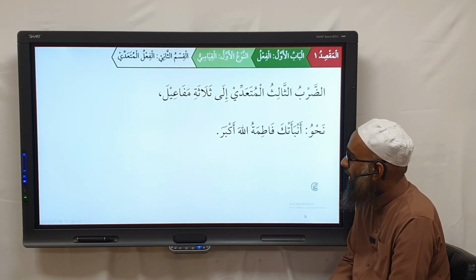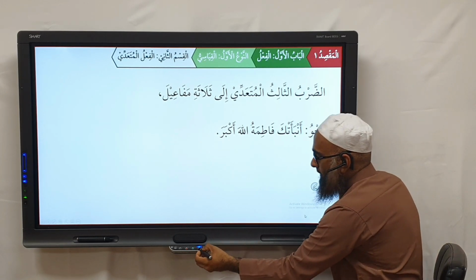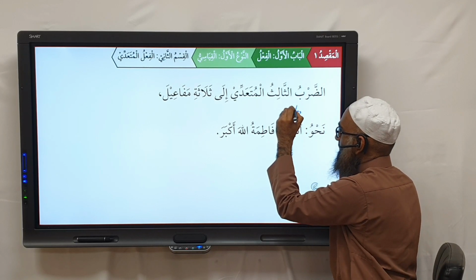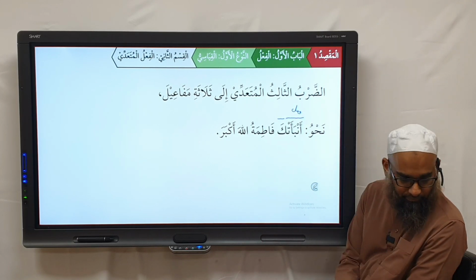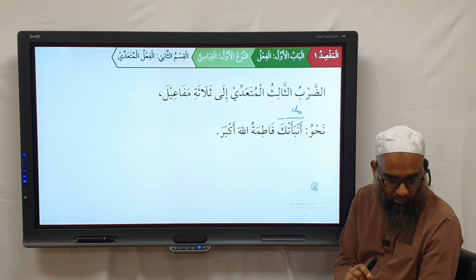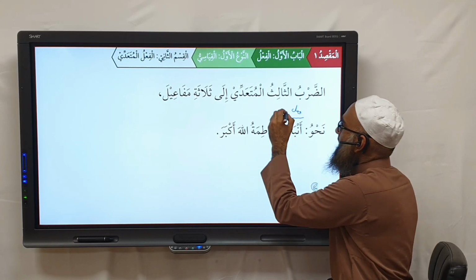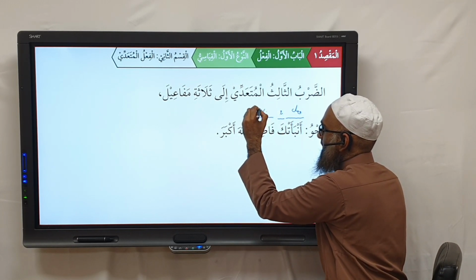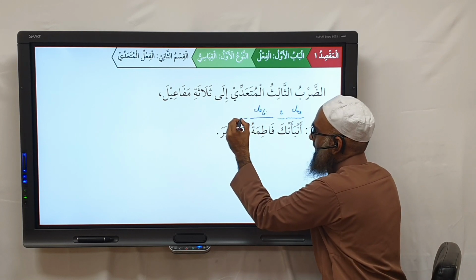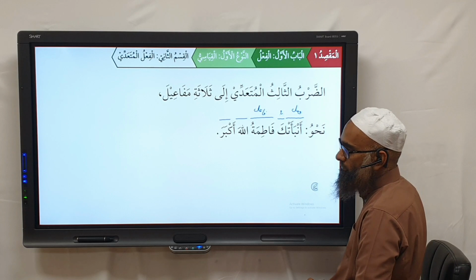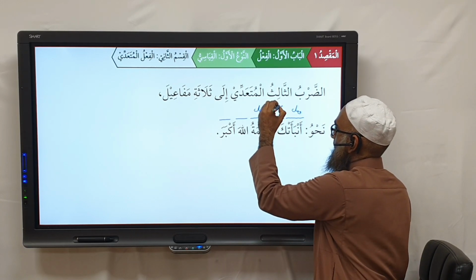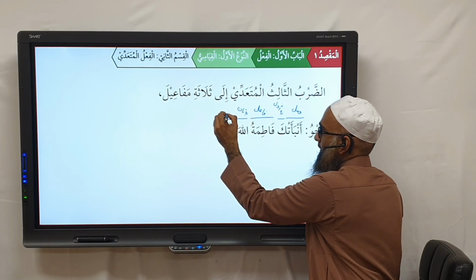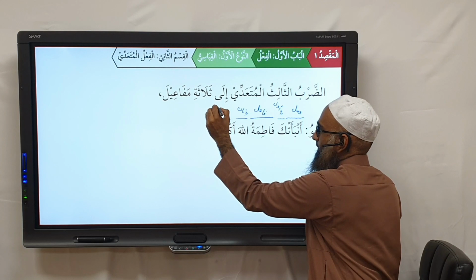For example, we have an example here. Amba'atka Fatimatu Allahu Akbar. So here what do we have? We have here amba'a, our fi'l, and Fatima is the fa'il. Ka, what's ka becoming? Ka becomes maf'ulun bihi awwal. Allah and Akbar also become what? Maf'ul bihi thani. This becomes maf'ul bihi thalith.